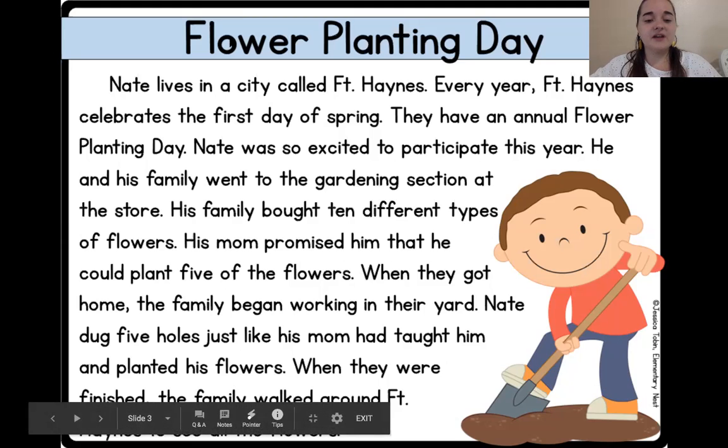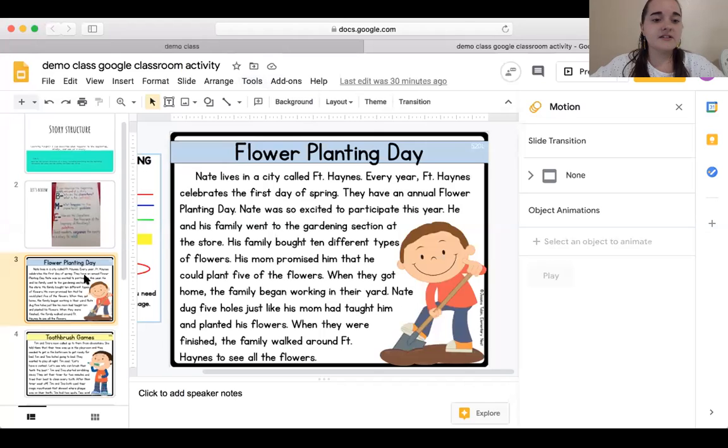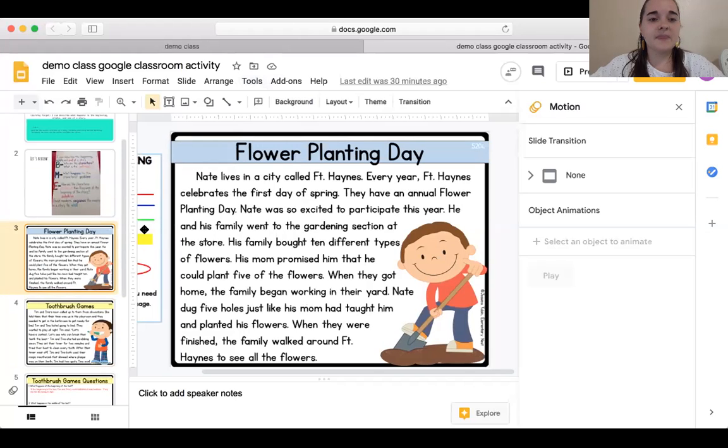All right, now we're going to use our annotating tools. I'm going to show you where those are. So on the side over here, we have different tools that we can use. I'm going to use the red line to help us underline the beginning of the story. So let's look at the beginning. Nate lives in a city called Fort Hays. Do we have a character here? Adeline, can you think of a character that you see here? Nate, very good. We're meeting Nate. That's our character. That happens in the beginning of a story.